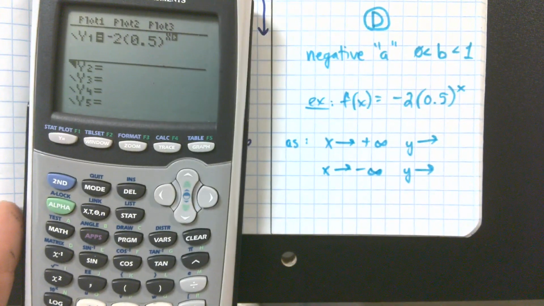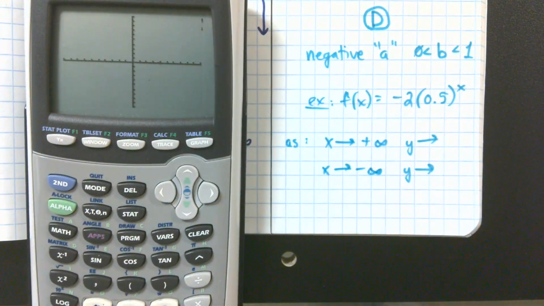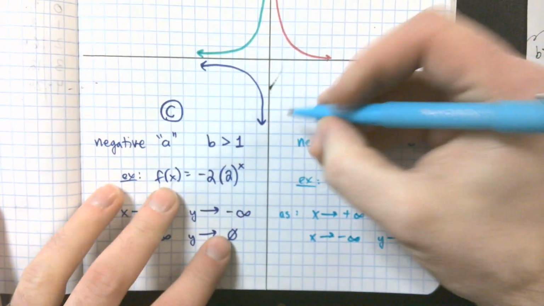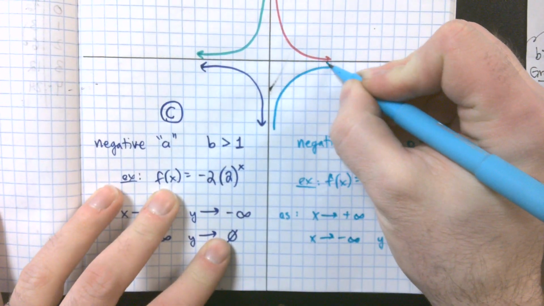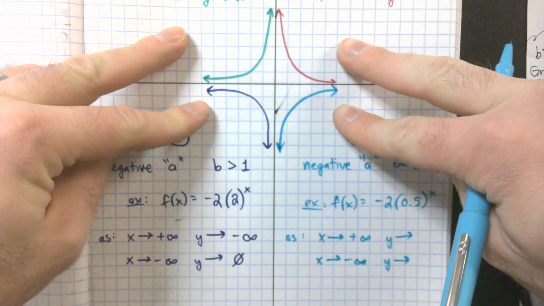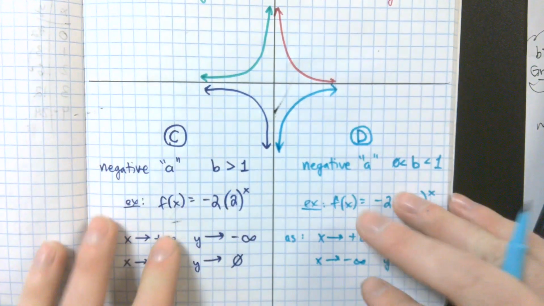If I go to my calculator, plug this exact function in, and hit graph, we should see now that we reflected our c function across the y-axis to give me a nice completed little image of a function that looks like that. 4 types of exponential functions, a, b, c, d. Give me a thumbs up if you see that. Okay.